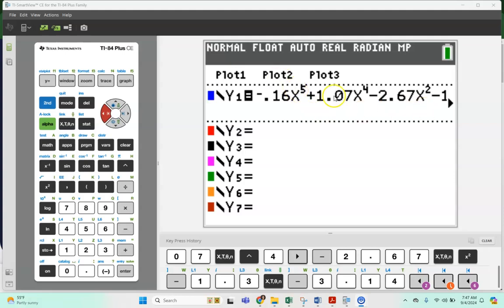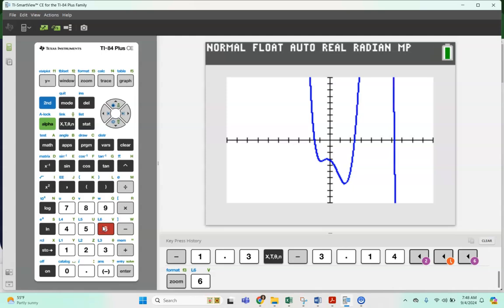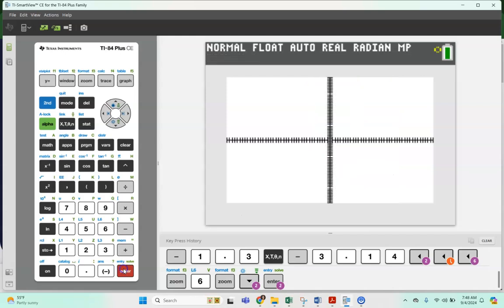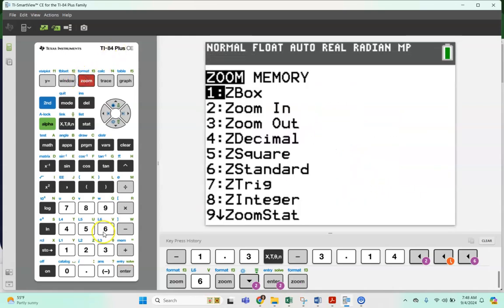Okay, so once I typed my function in, I'm going to look at my graph. Let's go to zoom. Remember, I like ZStandard. There we go. How many zeros do I see? 1, 2, 3. But I'm just going to zoom out a little bit to make sure there's no other zero. Yep, appears to be just 3 zeros. Good, good, good. All right, go back to zoom standard.